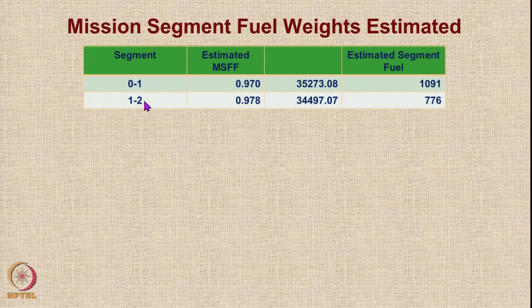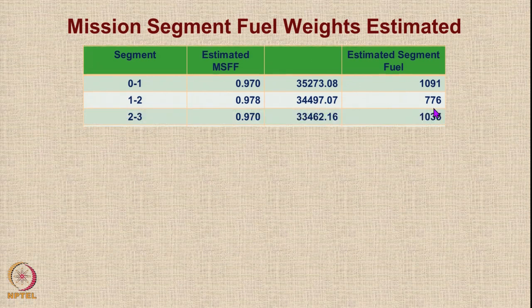The next segment is the climb segment. For that the fuel weight fraction is 0.978. This is an accelerated climb to 2.5 kilometers. Unlike a normal climb where this number is 0.985, this is 0.978, so quite a good amount of fuel has been consumed. The next is the cruise segment, where you have consumed 1000 kg. So notice the fuel consumed in the initial segment of warm up, taxi out and takeoff is actually more than that in the first cruise segment, as in this case.